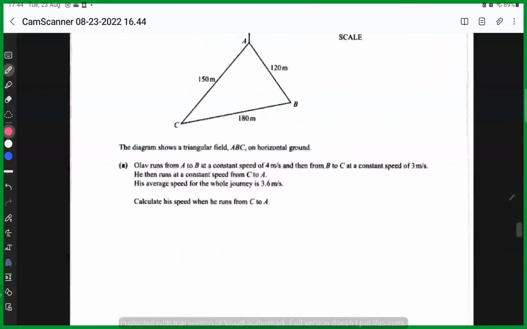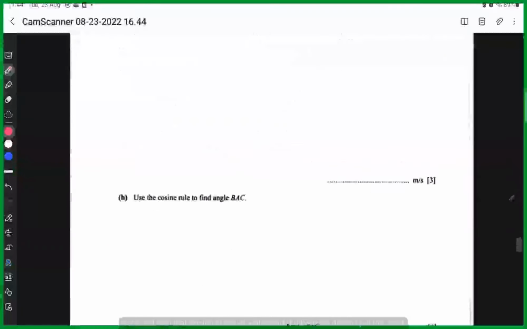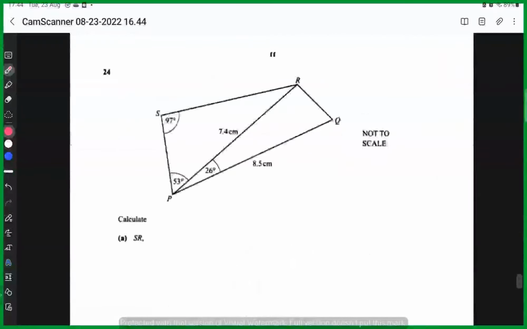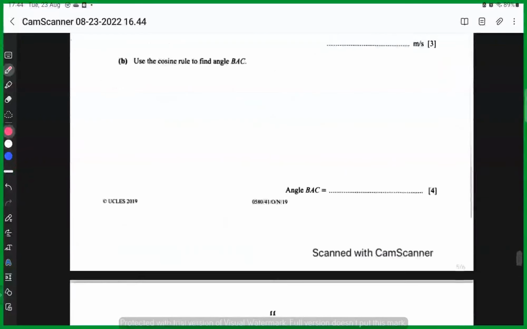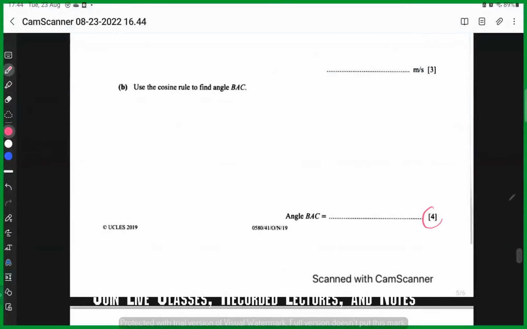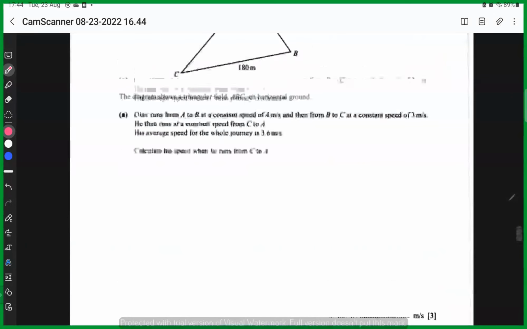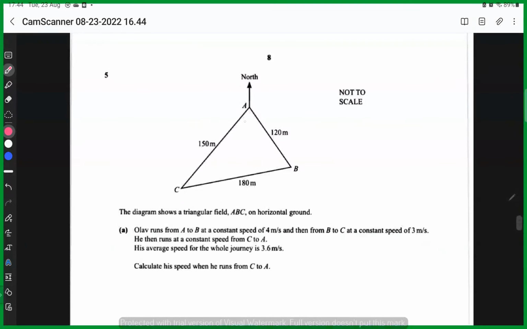Okay. For this question, we have the second part. Okay, let's do this one. Again, look at it. It's a 4-mark question. And it says, use the cos rule to find the angle BAC. This is the angle. And look at it, you have been asked to use the cos rule. Now, this is important. How do we use the cos rule here?